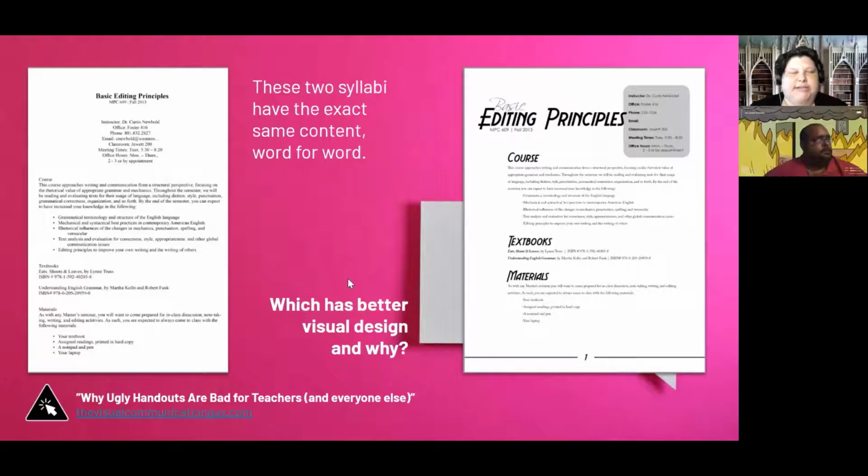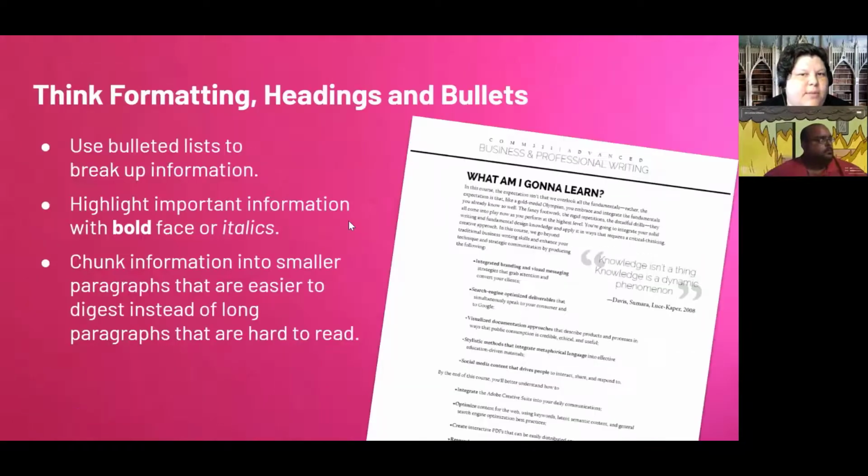So I'm going to transition into visuals. Never mind, I forgot about this part. When it comes to formatting documents, another way that you can chunk out information is to use bulleted lists, chunking information into smaller paragraphs, which was what we just learned in terms of proximity, and then highlighting things with bold or italics.